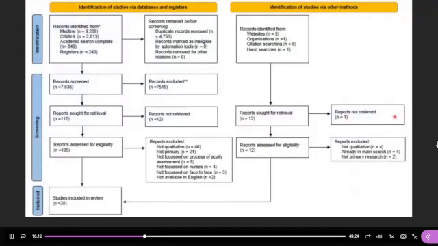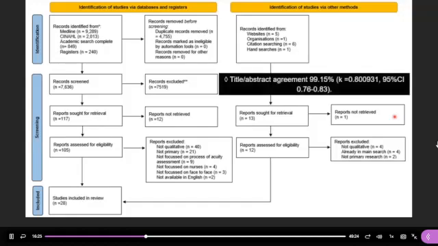Well, our initial searches raised a little over 12,000 papers. When we removed duplicate records, we found 7,636 papers to screen. Title and abstract screenings removed 7,519 papers. The agreement was 99.15% with a Cohen's kappa of 0.8. We saw 117 records for retrieval, could not retrieve 12. 10 of these 12 papers were dated from 1975 to 1980.